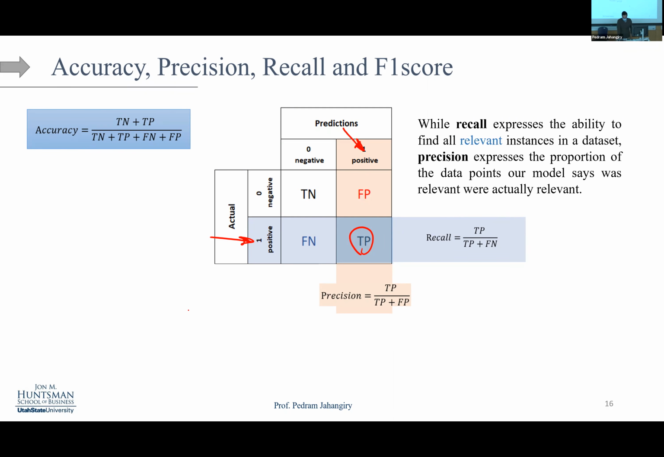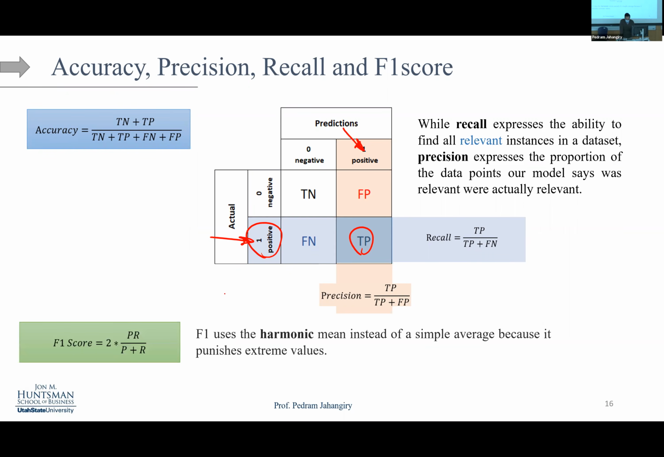Does that make sense? So this is recall. Recall expresses the ability to find all relevant instances. Remember, recall is looking at the ones that actually defaulted. Precision is the proportion of the data points that the model says are relevant that were actually relevant. So for precision, you focus literally on the precision of your model. For recall, you look at the real data, what happened in reality and what part of it was correct. So this is precision versus recall.